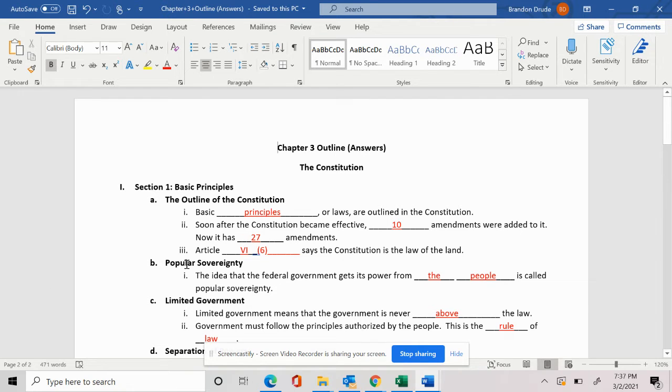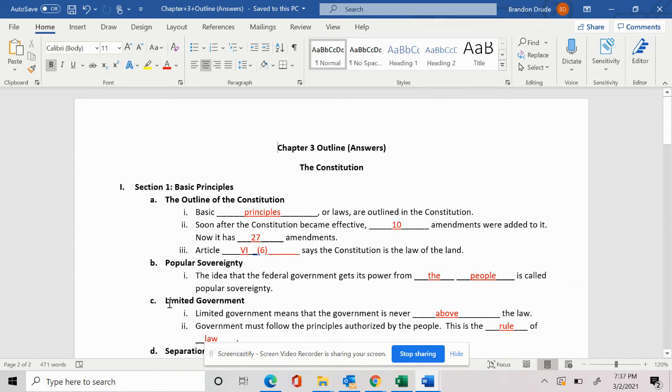The first one is popular sovereignty. This is the idea that we, the people, hold the power. We give the government their power. We can give them their power. We can take it away from them. So popular sovereignty, that idea that we, the people, control them, not the government, us, the citizens. So that's the first one.